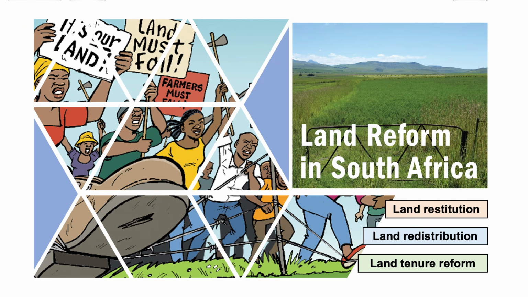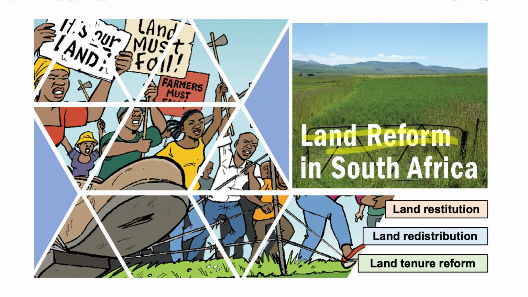We all know about the issue of land in the country. As you can see from this image on the side, we have our black South Africans striking there. You can see the posters are saying land must fall, the land is ours, farmers must fall. All right, now let's dive into this topic of land reform.